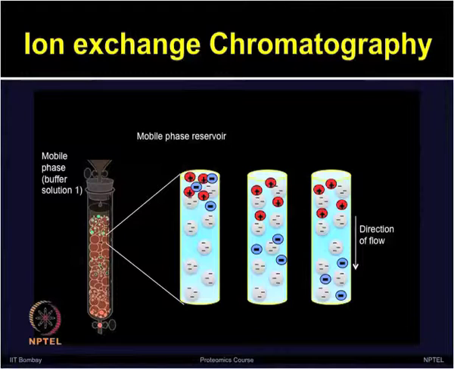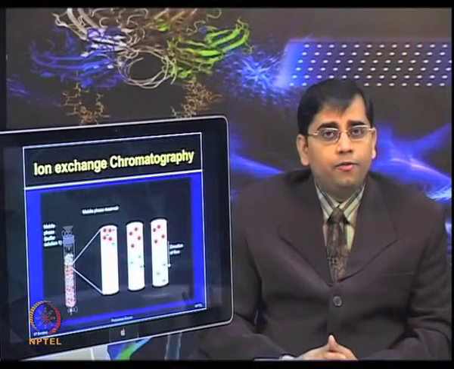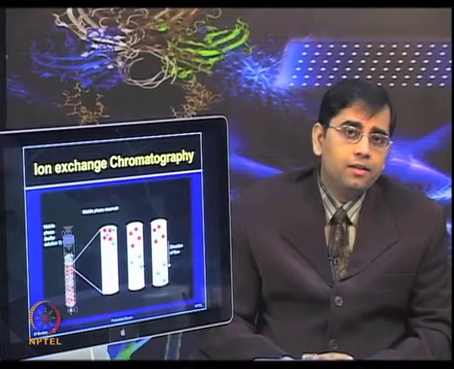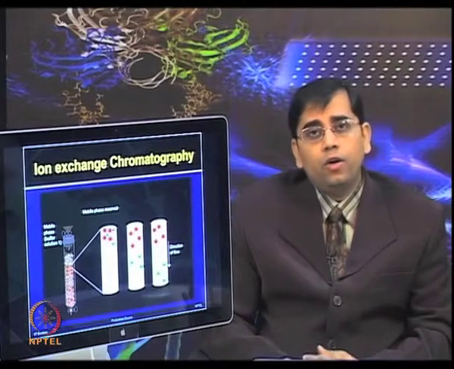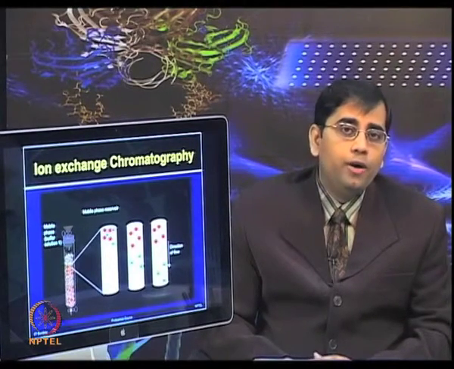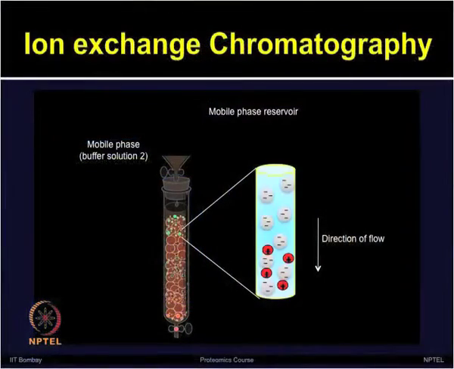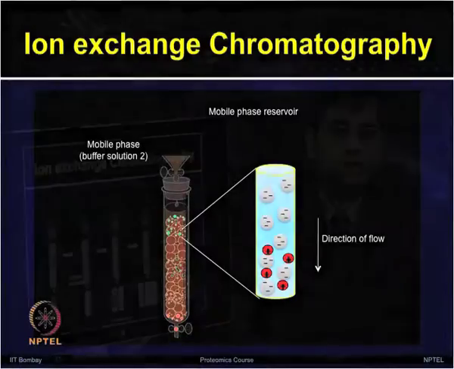Various anionic buffers such as acetate and phosphate are used for cation exchange, and cationic buffers such as Tris chloride or ethanolamine are used for anion exchange. Now, the buffer solution is changed so that the net charge of the protein of interest can be modified, and it no longer binds to the ion exchange resin. Therefore, the bound protein can be eluted out, as shown in this slide.